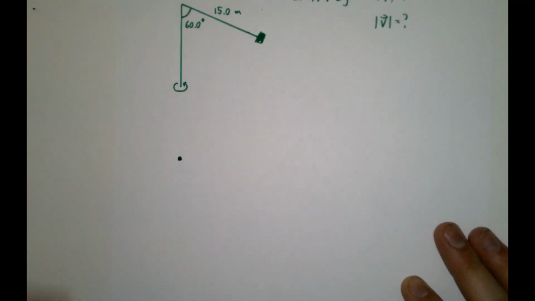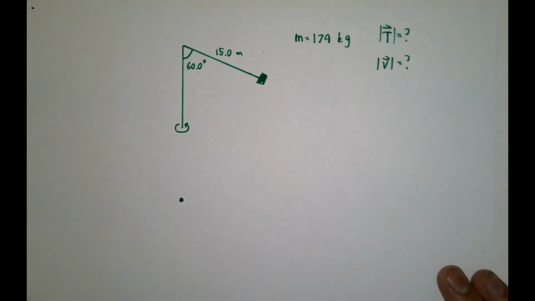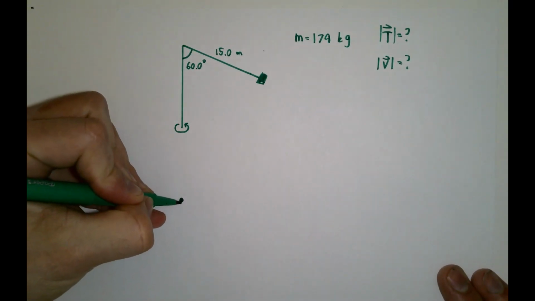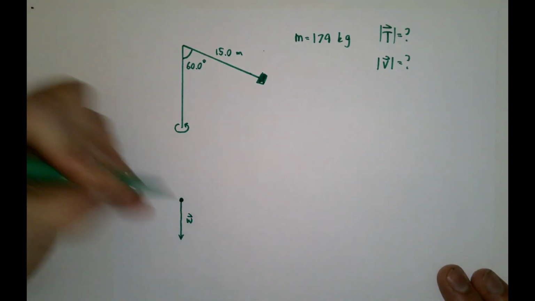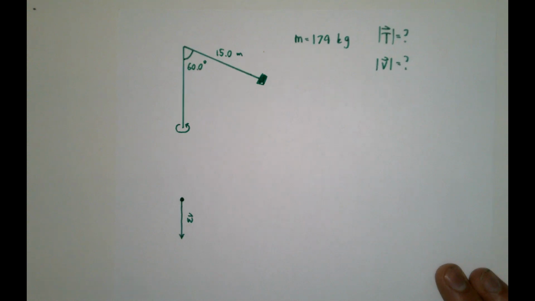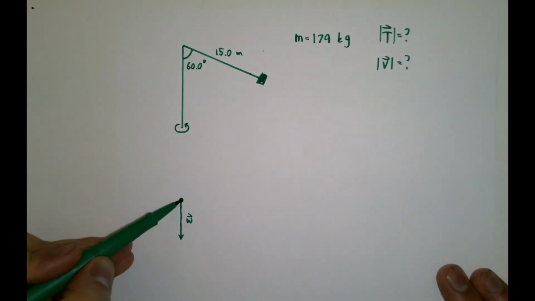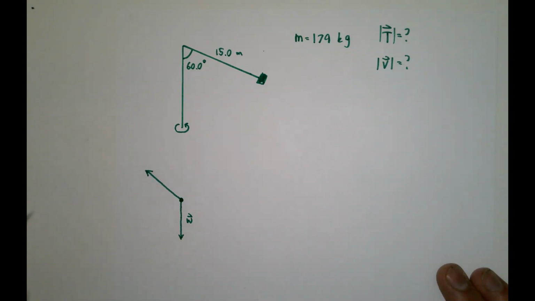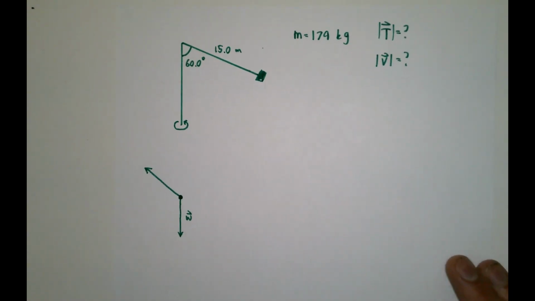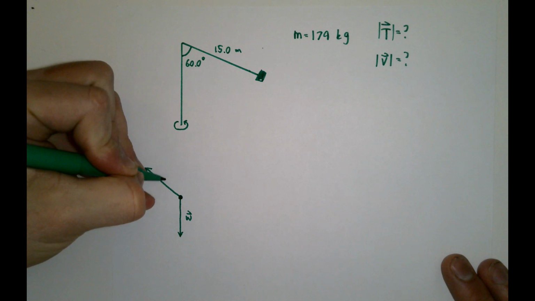So if I draw a free body diagram of our rider here that has a mass of 179 kilograms. They have some weight pointing down. Okay, there's their weight vector because they have a mass. And then there also is the force of tension that's acting on that rider. There's our force of tension.